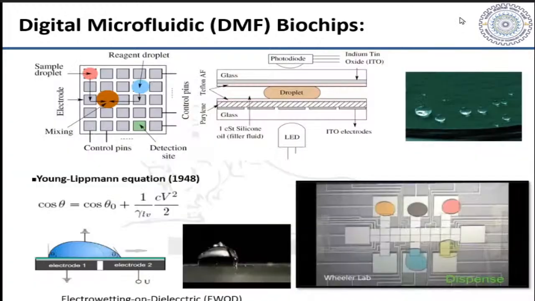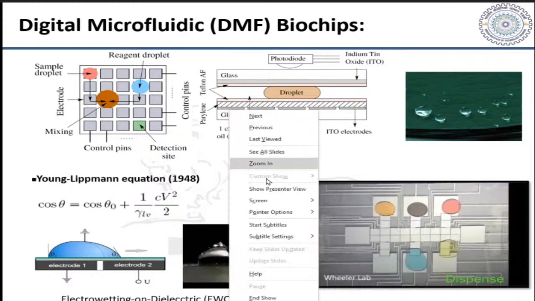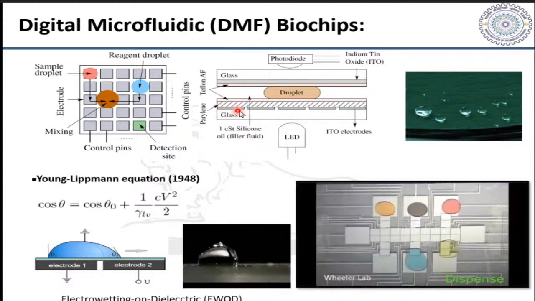So let's go to the next slide, and here we have the cross-sectional view of the chip. You can see that the substrate is sometimes glass or sometimes PDMS. On this, these are the electrodes you can see here. These are made of a material called ITO, indium tin oxide, which is transparent but has metal-like conducting behavior. This is the bottom plate, this is the top plate, and the droplet is sandwiched between these two.